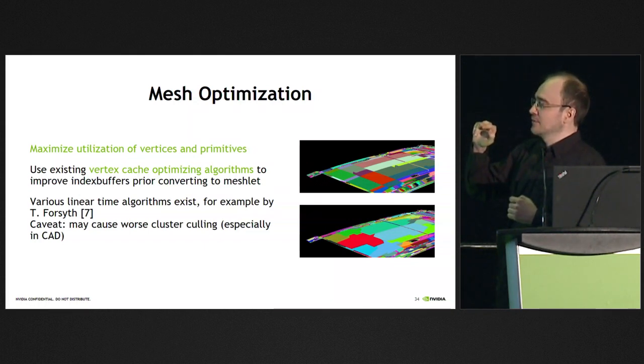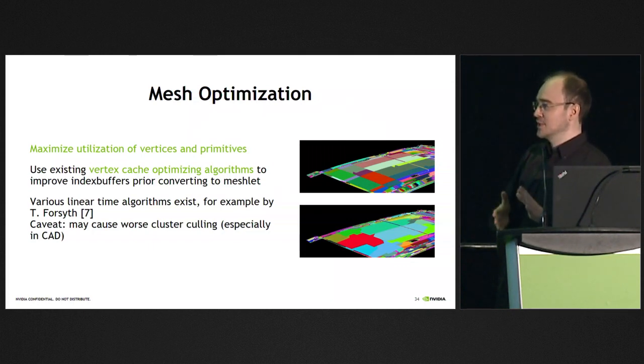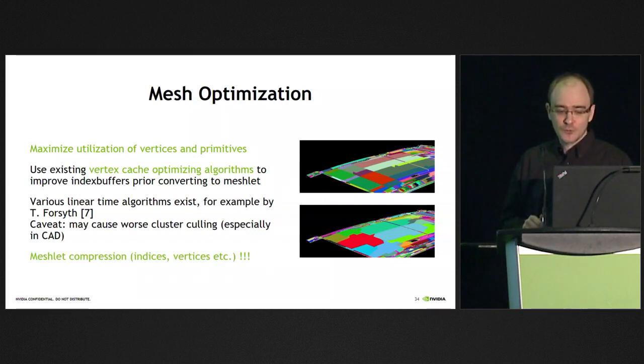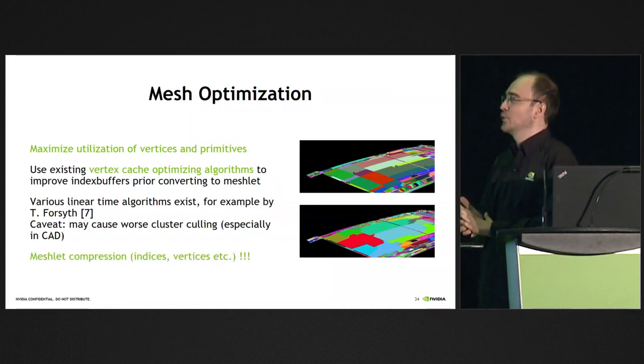and that is pretty good for the cluster culling. But the optimizer, which in theory gives us fewer meshlets because it has higher utilization of meshlets, may give us worse cluster culling. And then there's one really, really big field that we haven't played with yet, but I think this will be one of the major topics around mesh shaders: compression.